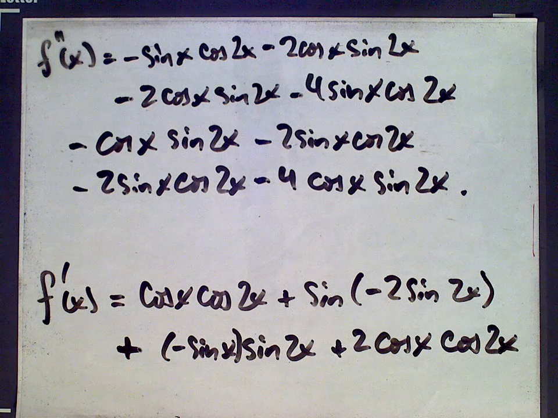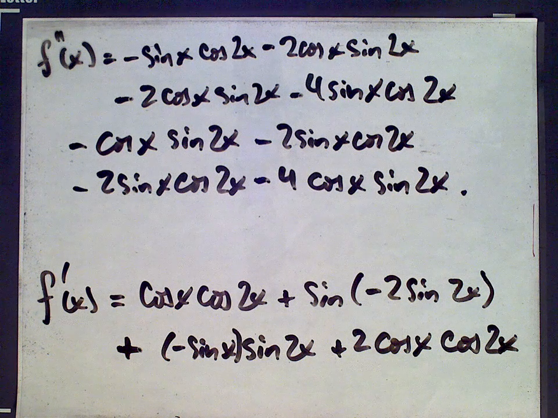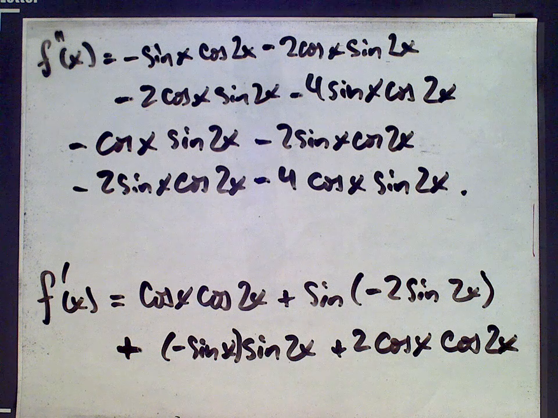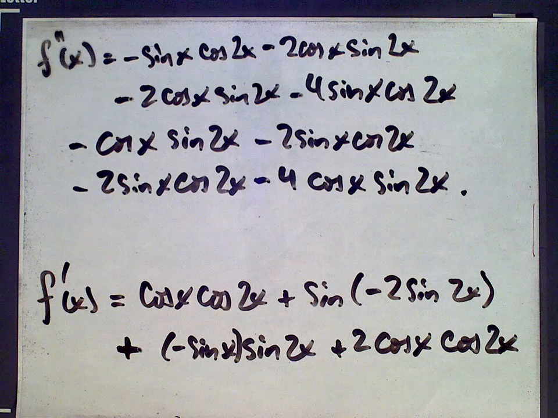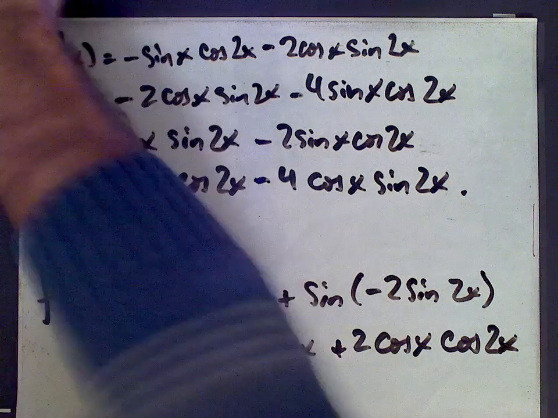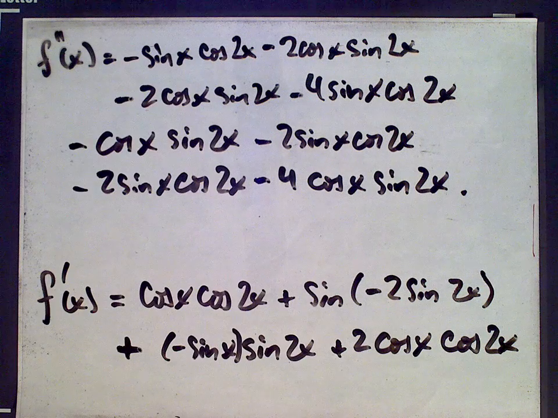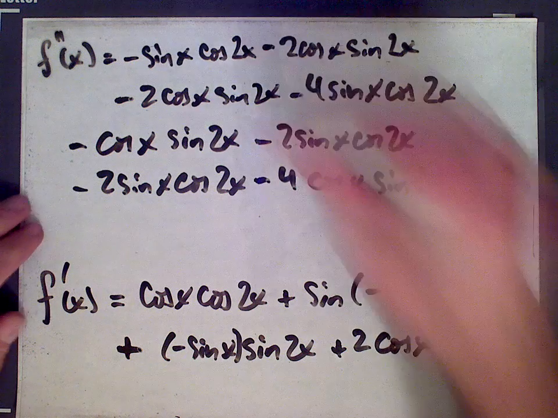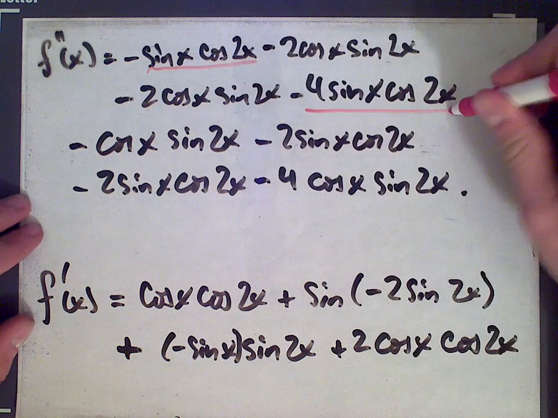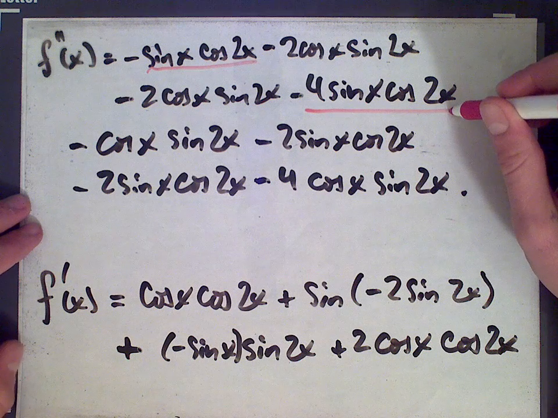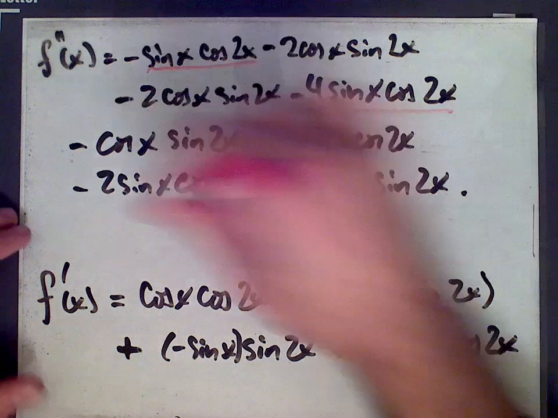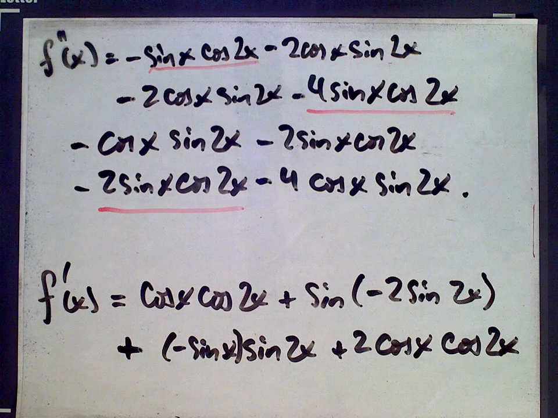The original function started off with 2 terms, both of which are products. Every time you use the product rule, you double the number of terms. We did that twice, so we should have 8 terms, which we do. Now the idea is to simplify this by collecting like terms. So for instance here we have sine x cos 2x, sine x cos 2x, and there should be one more sine x cos 2x right here. Okay?